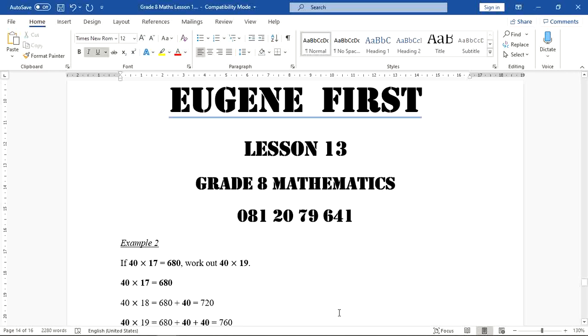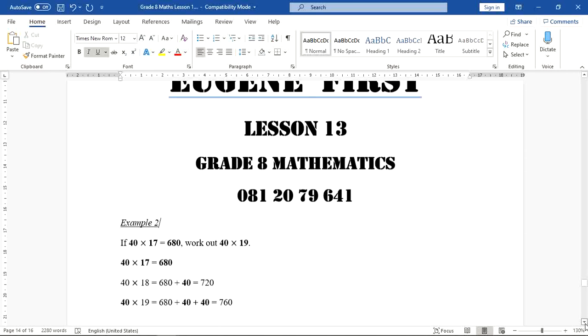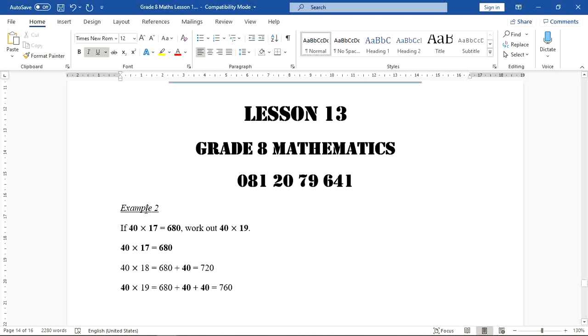Alright, this was your homework exercise, example number 2. We are told to find out 40 times 19 if we are given that 40 times 17 is 680. So we start off with this one. 40 times 17 is 680. Meaning that 40 times 18, we take this answer and then we just add an extra 40.